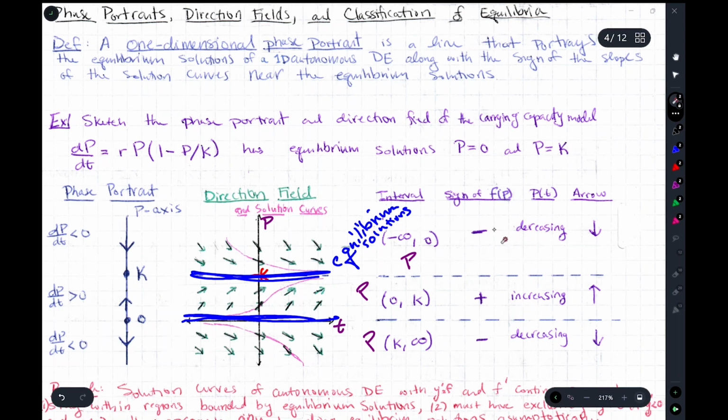Then you have f of P, which is the slope, dp dt, is negative. And so P of t would be decreasing, and the arrow would be pointing down. From 0 to k. So this chunk here, this is from 0 to k. For p, you get a positive sign of f of p, which means positive slope, and your arrow, the function's increasing. Solution curves are increasing there.